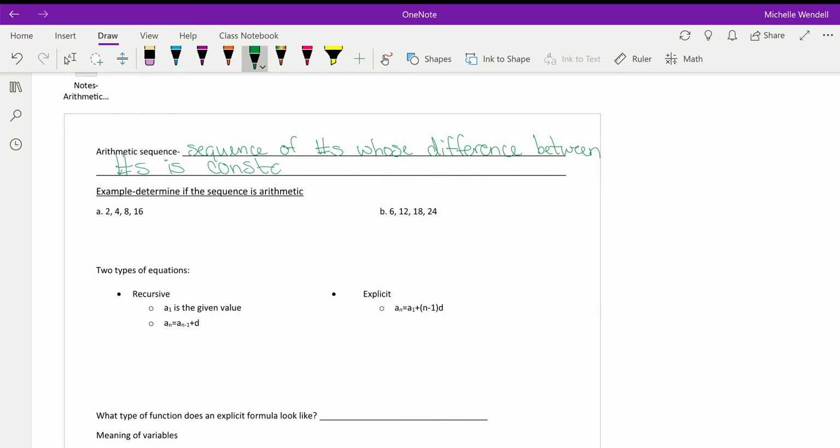So in this first example, we need to determine if the sequence is arithmetic. In A, it says 2, 4, 8, and 16. Well, the difference between 2 and 4 is 2, and then 4 and 8 is 4, and 8 to 16 is 8. So this is not an arithmetic sequence. On B, we have 6 to 12, which is a difference of 6, 12 to 18, which is 6, 18 to 24 is 6. So yes, that is an arithmetic sequence.